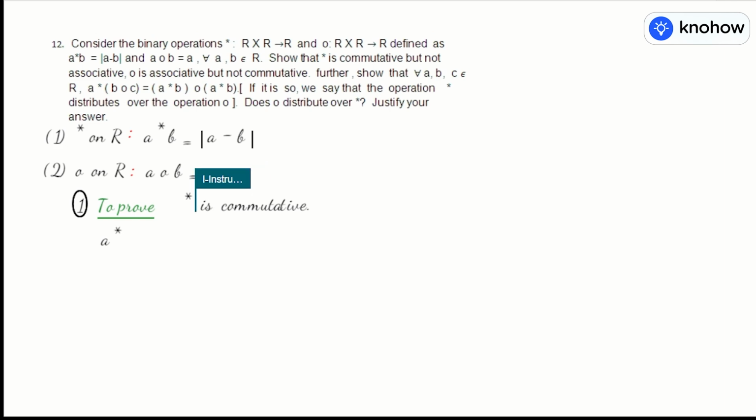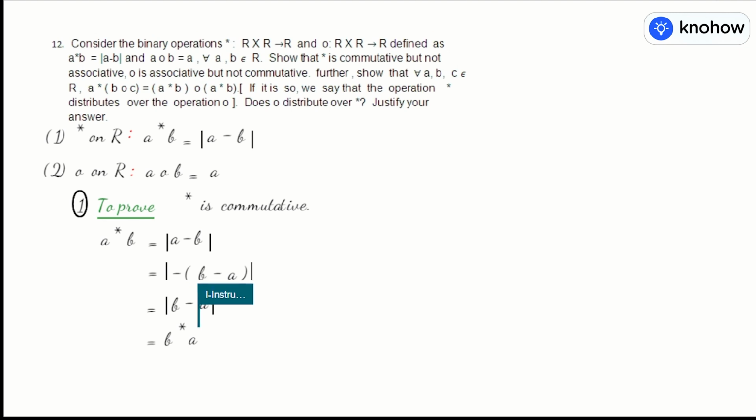A star B, as per definition, is modulus of A minus B, which may be written as modulus of, take minus common out of A minus B, you get modulus of minus times B minus A. And modulus of negative A is same as modulus of A, so it will be same as modulus of B minus A, and which is nothing but B star A. So I have proved A star B equal to B star A, and hence the binary operation star is commutative.